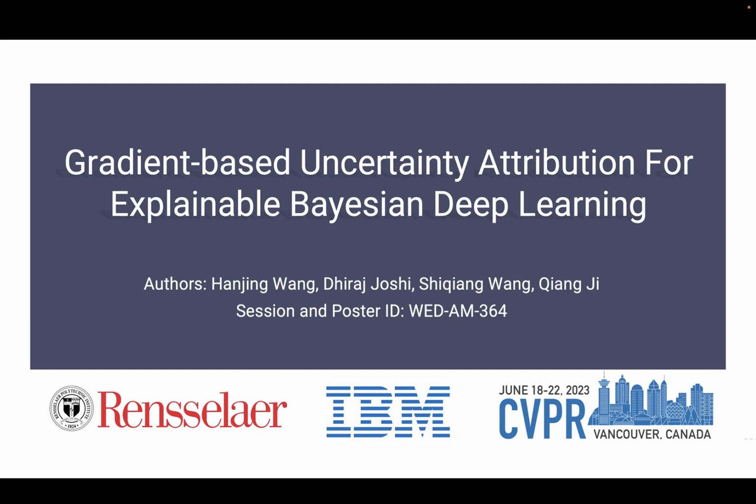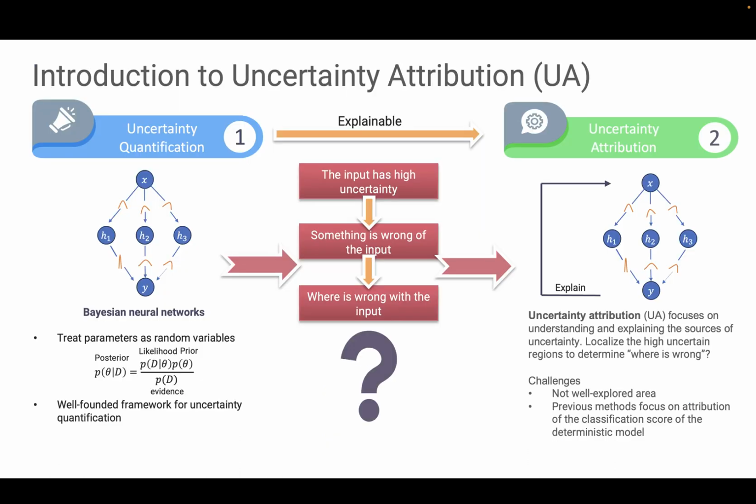I will present our paper, Gradient-Based Uncertainty Attribution for Explainable Bayesian Deep Learning. This is joint work of Hanjin Wang, Jia Zhaxi, Shixiang Wang, and Qiangji. This is also a collaboration between RPI and IBM.